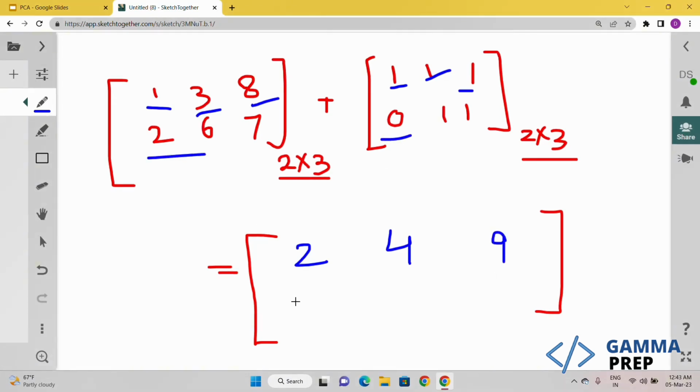Then 2 plus 0 is 2, the second row, first column element. Then 6 plus 1 becomes the second row, second column element, which is 7. Then 7 plus 1 becomes 8. So we get a matrix of the same size, and we have to add all the corresponding elements. And the same goes for subtraction as well.